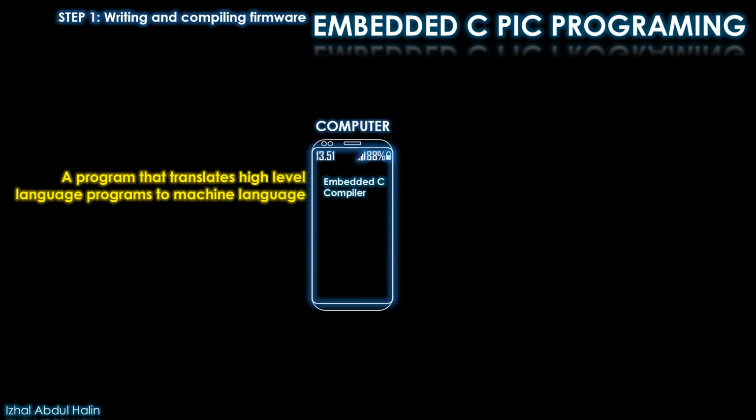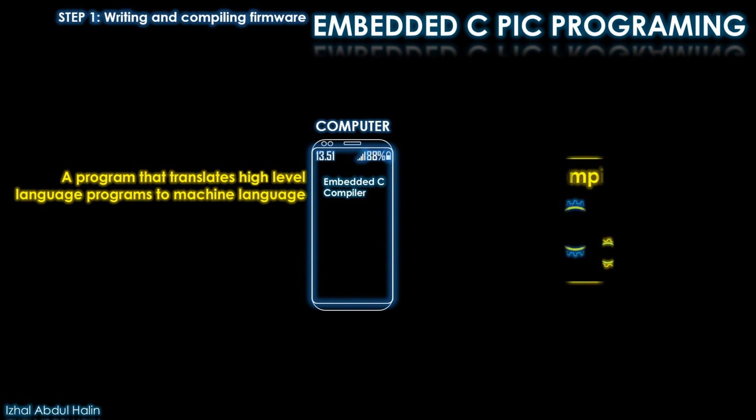PIC programming is a two-step process. The first is writing firmware, which is the software used to control your PIC microcontroller. For this, you will need some sort of a computer installed with an embedded C compiler. It is a program that you can use to write firmware for your target microcontroller.